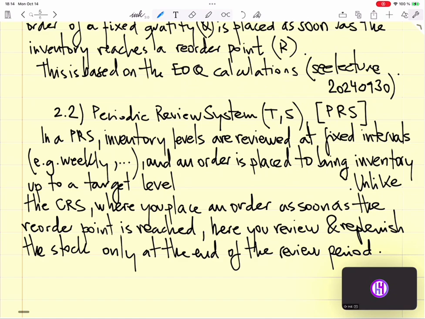Okay. So inventory is only reviewed at set intervals, let's say weekly or monthly. The order size varies depending on the stock level. So you want to go to a target. If you have 10, you want to get to 100, you order 90. If you have 20 and you want to go to 100, you order only 80. More safety stock is required compared to the CRS system, because the system does not react immediately to demand fluctuations.